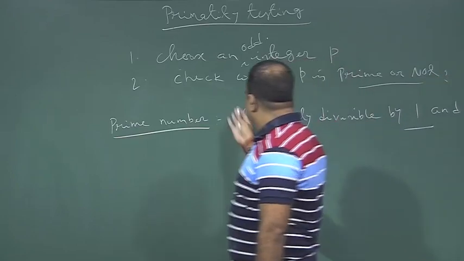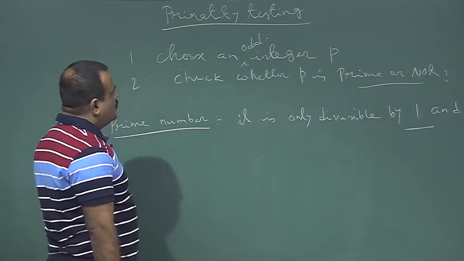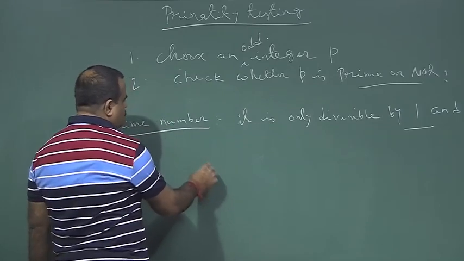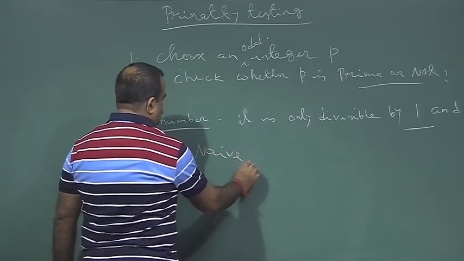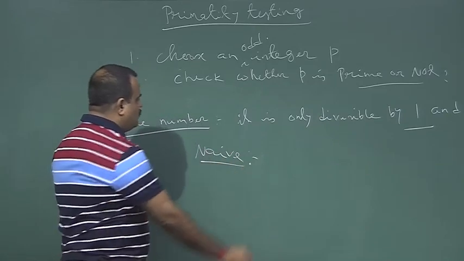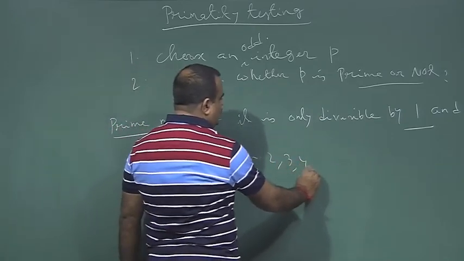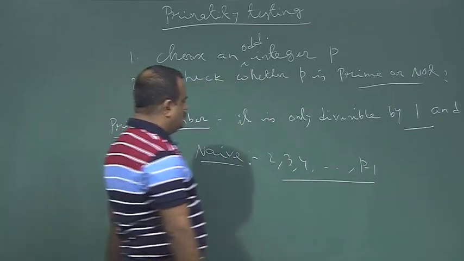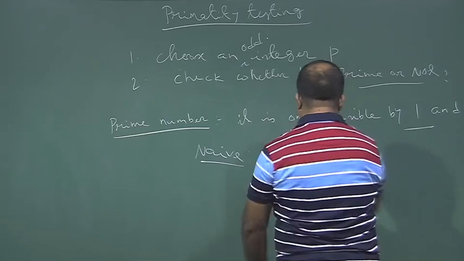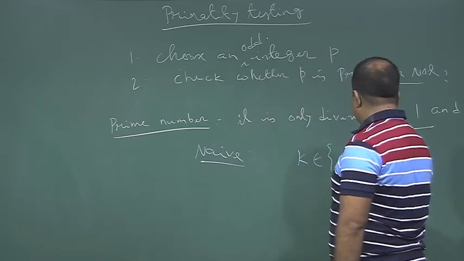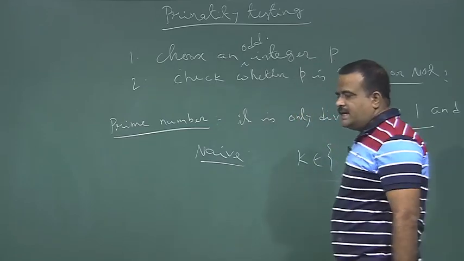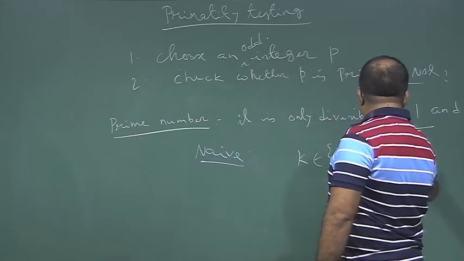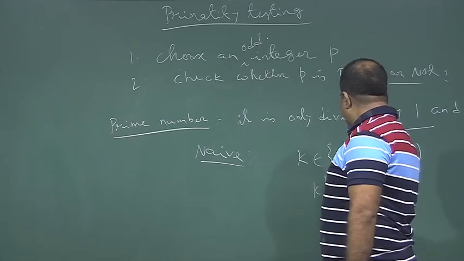We have seen this. For checking, a naive approach is we can start with 2, 3, 4, like this, and check whether each divides p or not. We take a k from this set, and then we check whether k divides p or not.